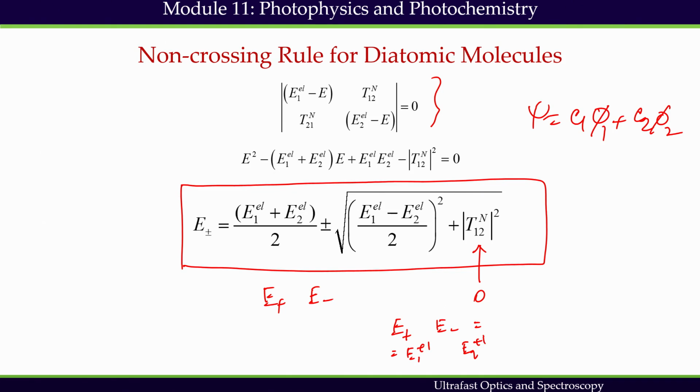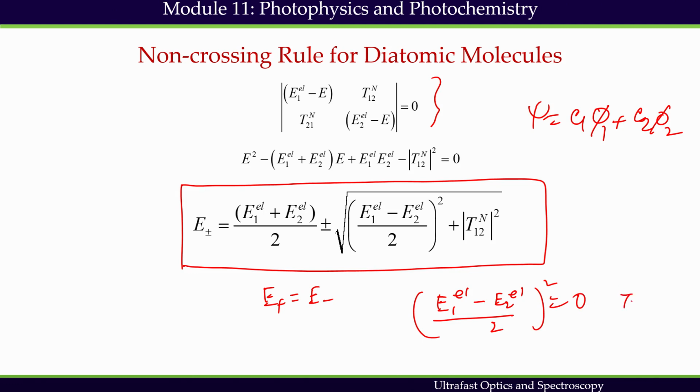But what we are interested in is knowing a point on the potential energy landscape where I have E plus equals E minus. In order to satisfy this condition, I have to have two conditions satisfied simultaneously. What are the conditions? The first condition is that E1 electronic minus E2 electronic, divided by 2, squared, is 0, and then T12N is 0. Both we have to satisfy simultaneously.